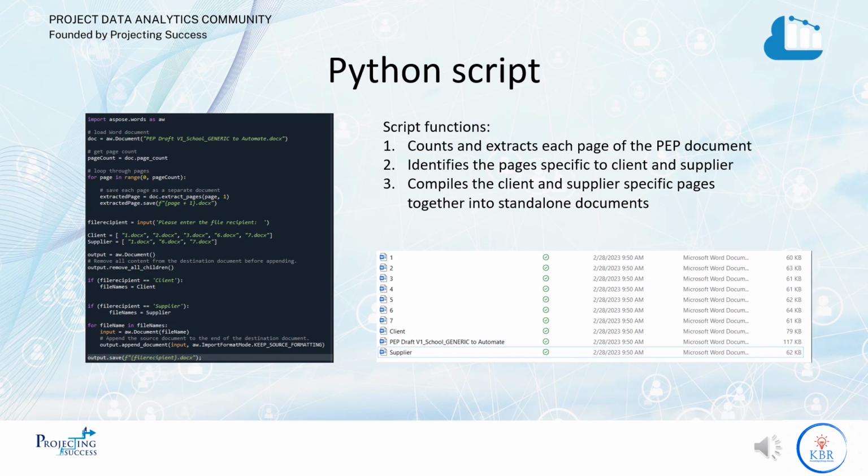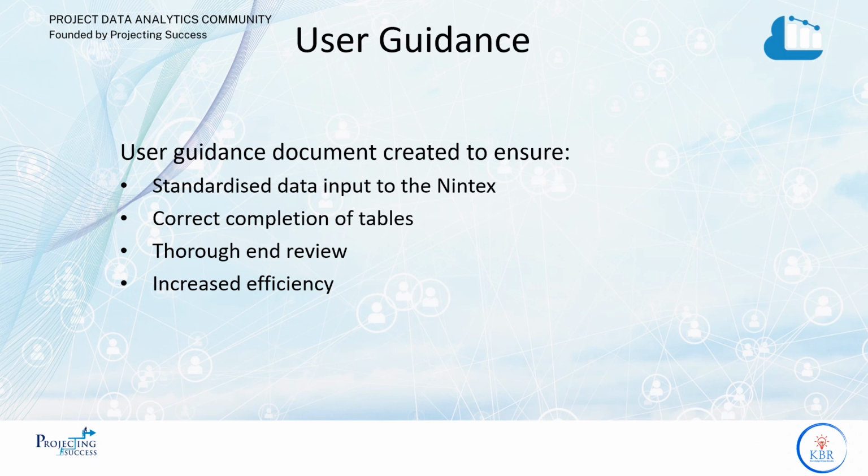In order to support the automated project execution plan solution, we have created a user guidance document to ensure this is a successful self-serve solution. The document will ensure that the user is aware of how to complete the Nintex form and that all input is in the correct format. If someone is new to the process or to the business, they can effectively complete it without training, and the solution is being efficiently used as intended, and that a full review is completed prior to the PEP being sent out to the client and with no errors.